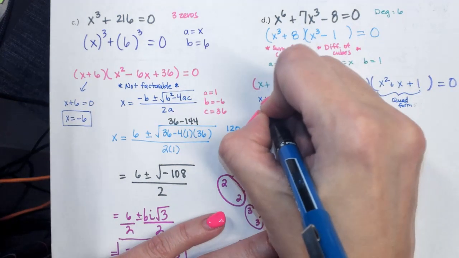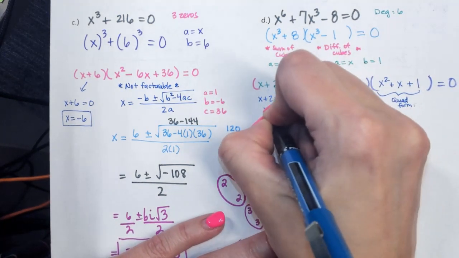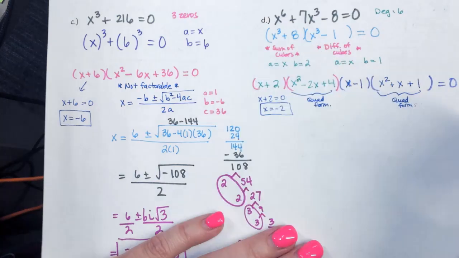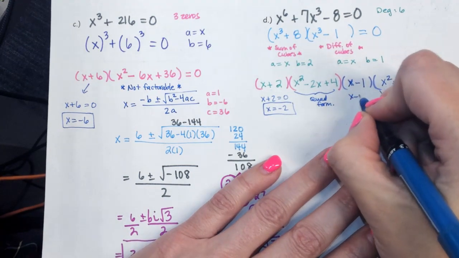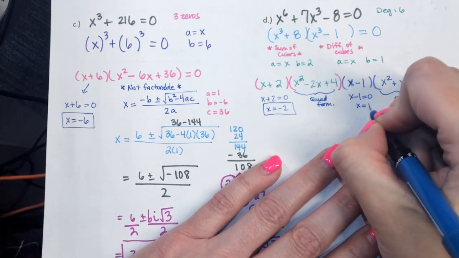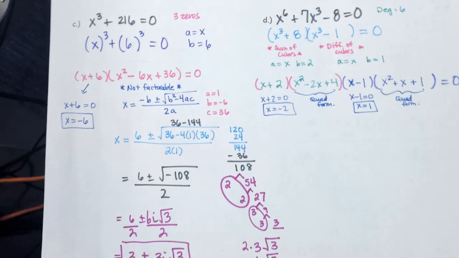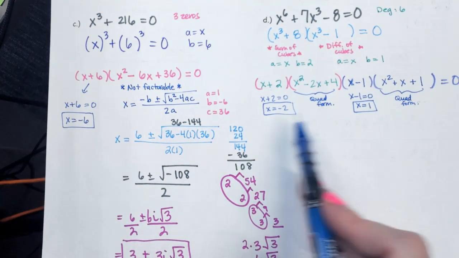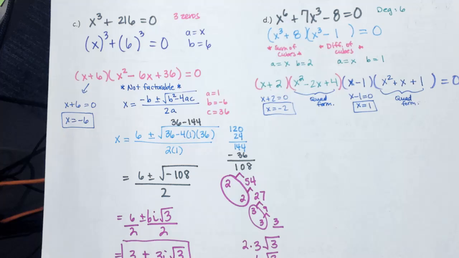In this pattern, if the trinomial is not factorable, okay? We do have 2 answers that we can get real quick here. We have x equals -2, and from here, x minus 1 equals 0 means x is going to be 1. Okay, so we already have 2 answers. Now we're going to find 4 more.